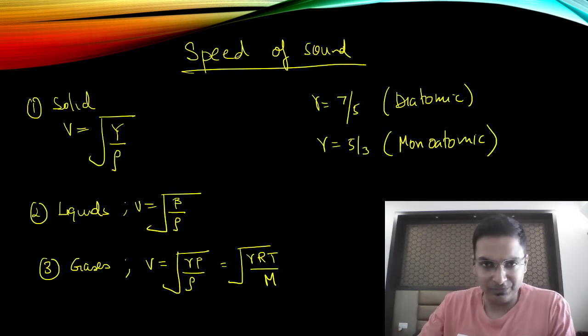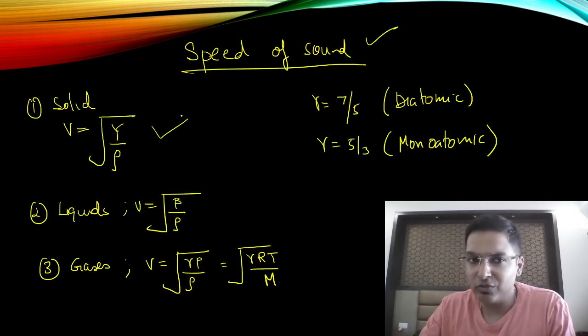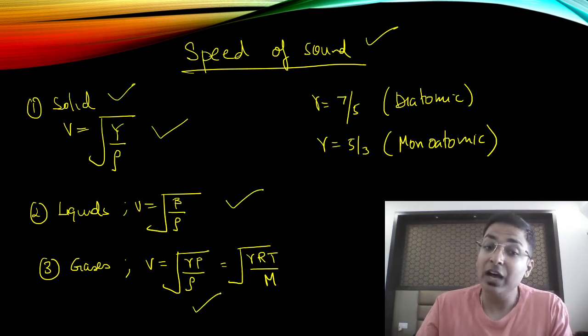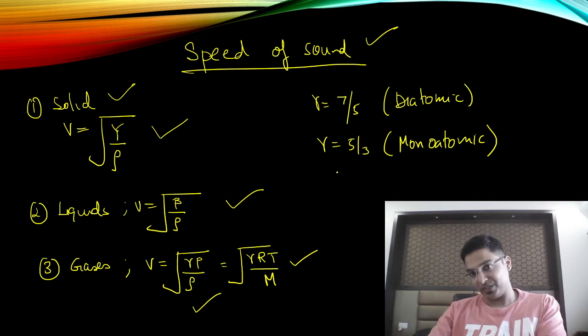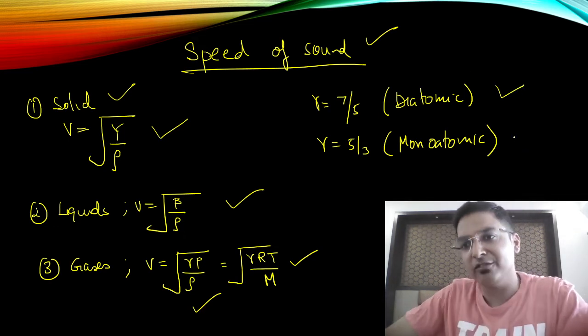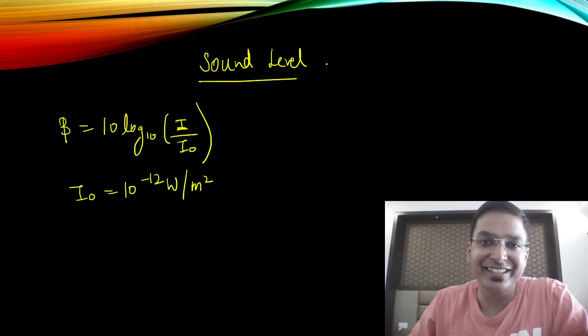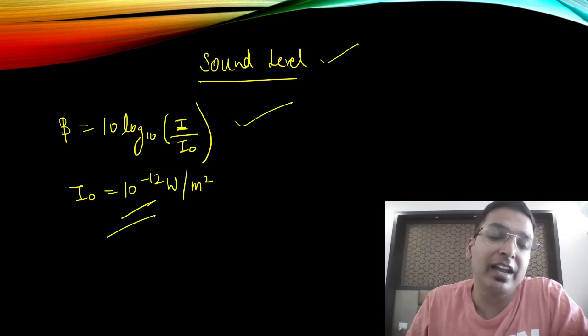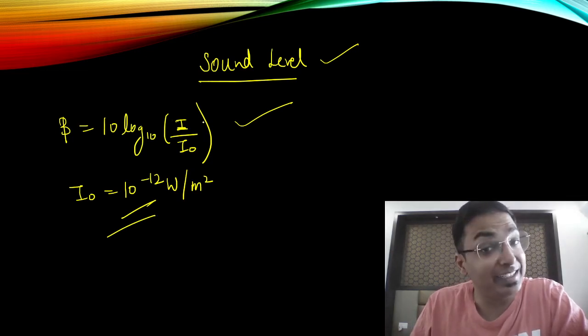Okay, let's go. Speed of sound v is under root Y by rho in solids, in liquids it is under root beta by rho, in gases it is under root gamma P by rho or gamma RT by M. Now we know for diatomic gamma is 7 by 5, for monatomic it is 5 by 3. Then sound level is given by 10 log10 I upon I naught. I naught value you have to remember: 10 to the power minus 12. I is the intensity.